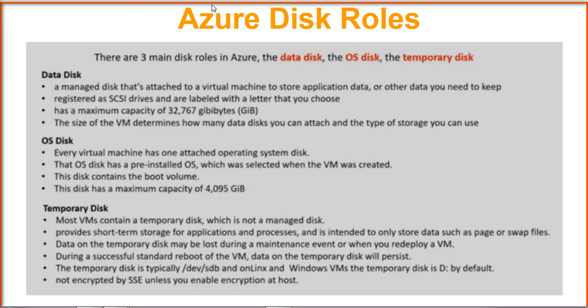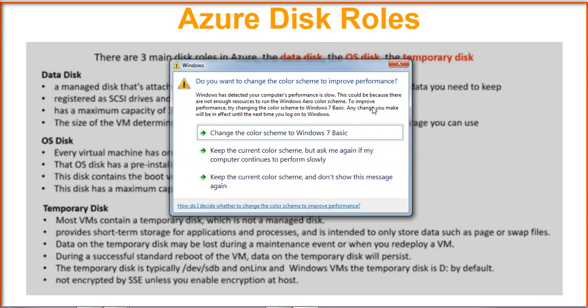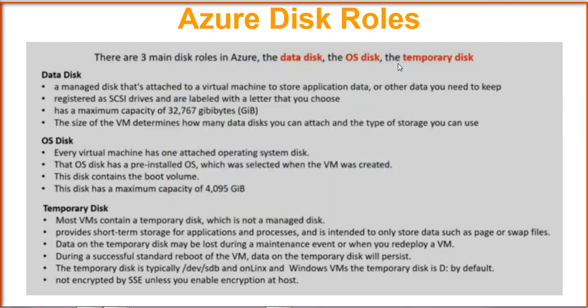Okay, next comes the OS disk. Every virtual machine has one attached operating system disk. Yes, every virtual machine runs under some operating system, right? So every virtual machine has one attached operating system disk. In that, the application data and operating system information will be stored. That OS disk has a pre-installed OS which was selected when the VM is created. Next, this disk contains the boot volume. The disk has a maximum capacity of 4095 GB.